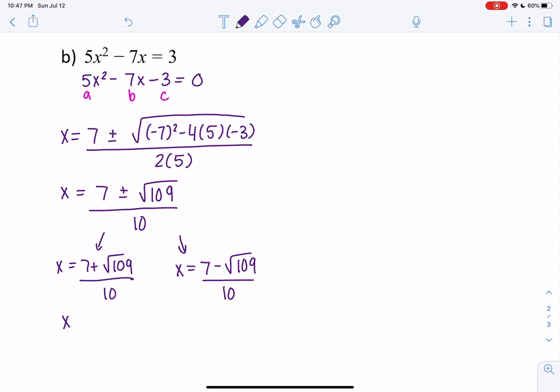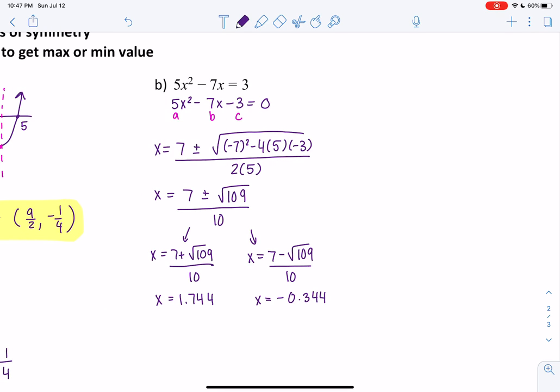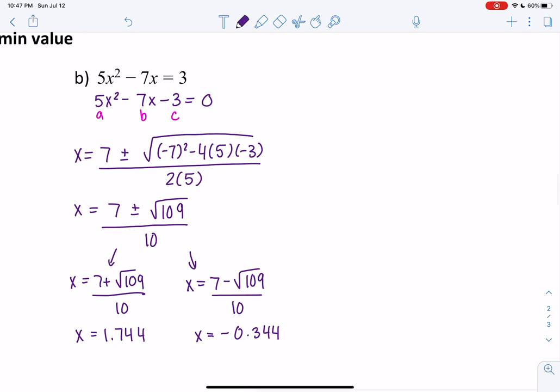So that will give us x equals 1.744 as our first zero, and our second one will be negative 0.344. Now we have our two zeros, so the next thing we want to do is figure out what point is right in between them. So our x of our vertex, we always add our two zeros together, and I'm going to divide that by 2. And that will give us 1.4.